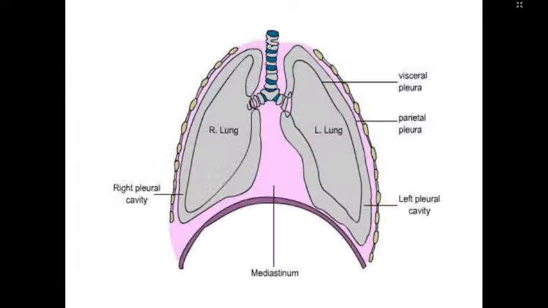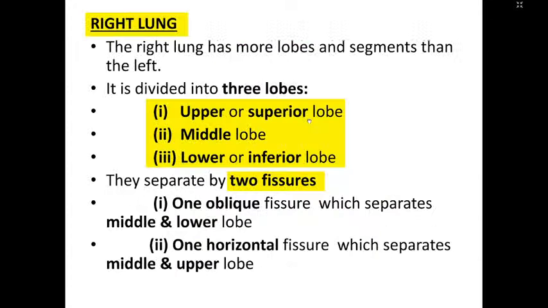So this is the interpleural space. Okay. So these are the lungs. So the pleura are around the lungs. So this we have discussed, we just bypass them. So right lung, left lung we have discussed.